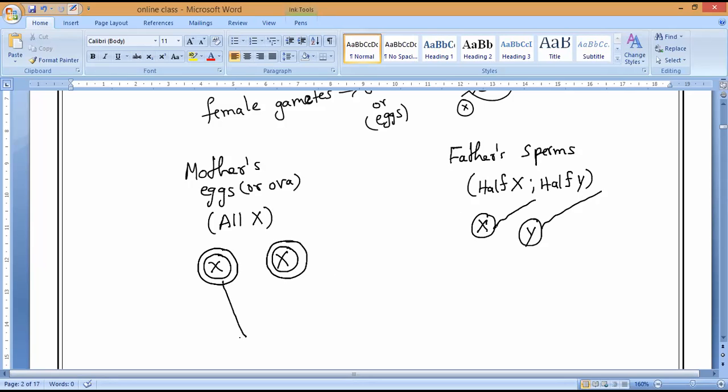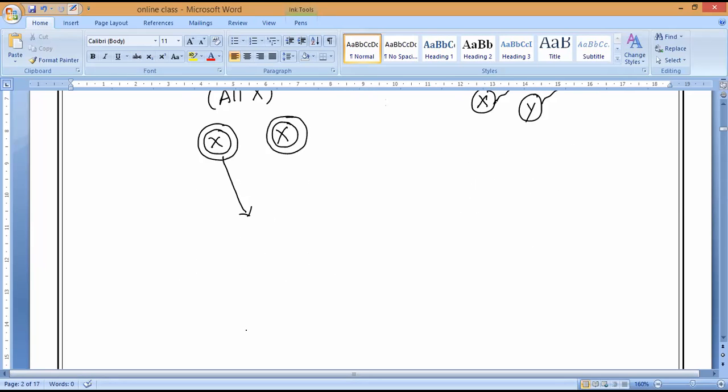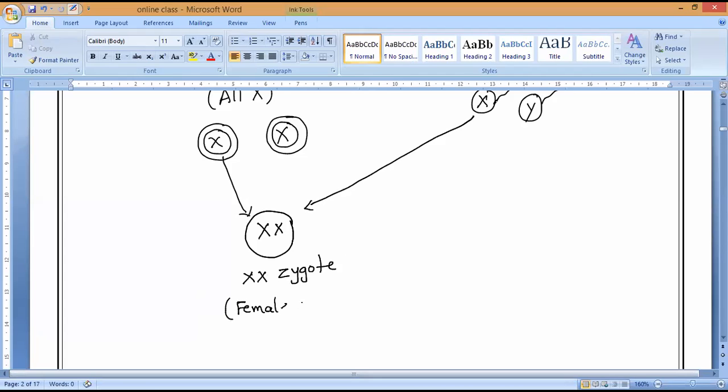If the mother donates X, understand everybody? If the mother donates X, and the father also donates X, then what will come? Only X will come. So we are going to get an XX zygote. The XX zygote will form. What will come, guys? A female child will be born. Understand everybody? Yes, please respond. A female child will come, that is, a girl child.